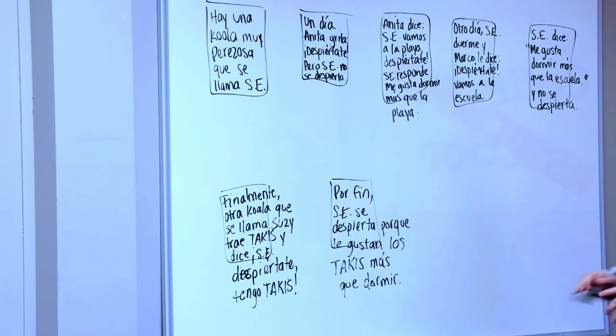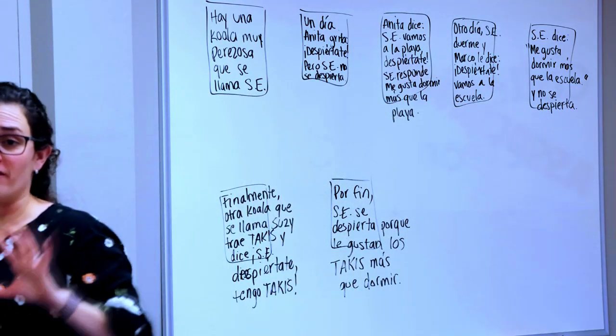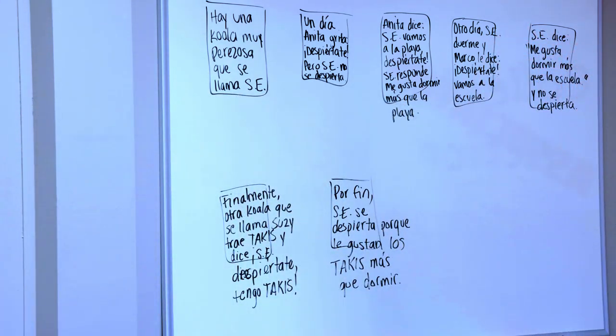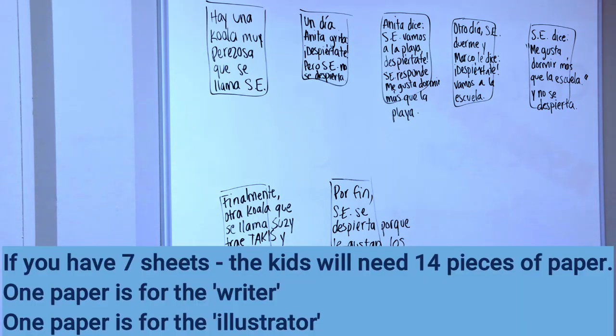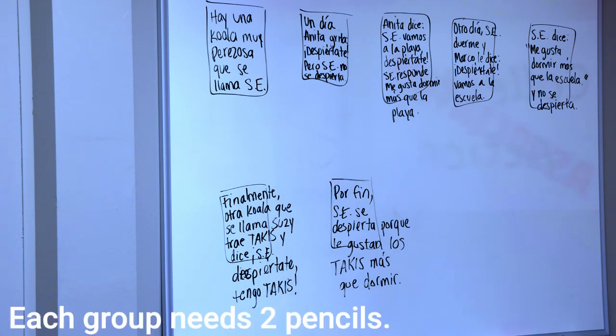So you have your 7 pieces of paper. Now, after you get your 7 pieces of paper, you take them and you tell your students, get in groups of 3. You'll need 14 pieces of paper, so double the amount of papers that I have there. You need 14 small pieces of paper. Just grab a piece of paper and cut it in 4s. So you'll need 14 pieces of paper and 2 pencils per group.